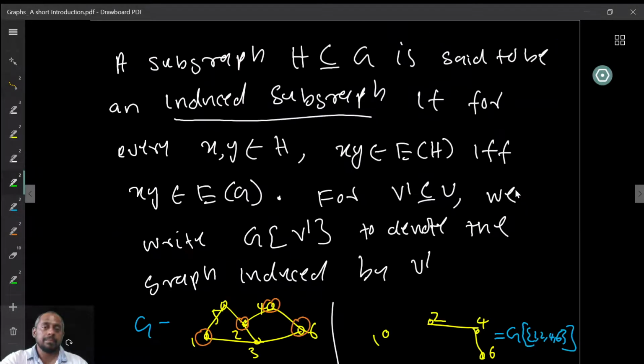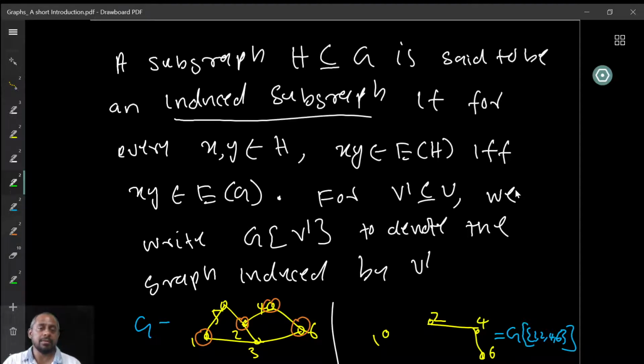Now a subgraph is said to be an induced subgraph if for every pair of vertices x, y in H, the edge xy is in H whenever xy is an edge of G. So for any vertices in the graph H, the edges that are present between themselves in G must be present in H also. Whenever that edge is there in G, it should be there in H. It is only for the edges within the vertex set of H.